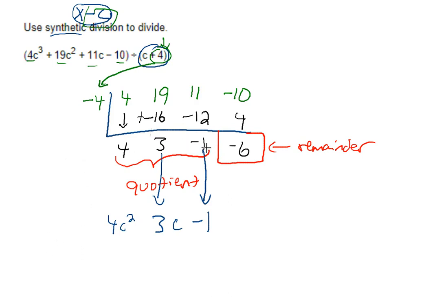So I like to start from the last number and work my way back up. But it will go from lowest to highest if you do it that way. Since this 3 is positive, we should put a plus sign in front of it to make that a term. So this is going to be my quotient here.